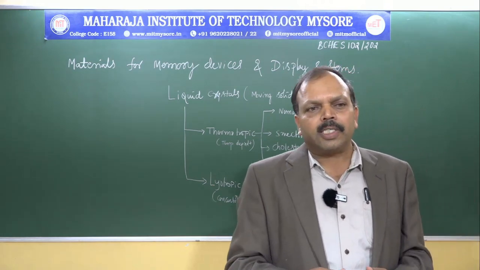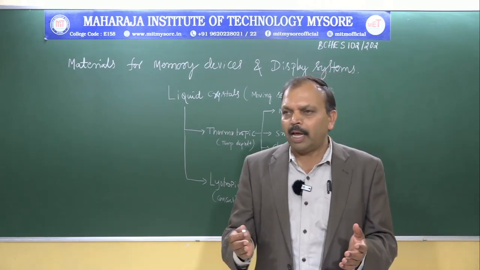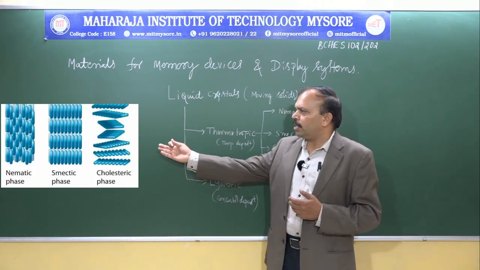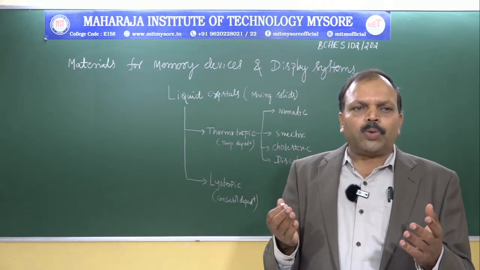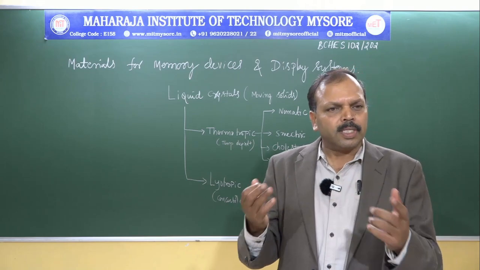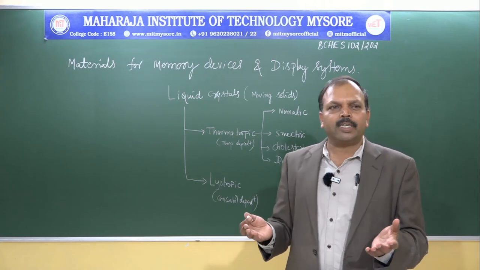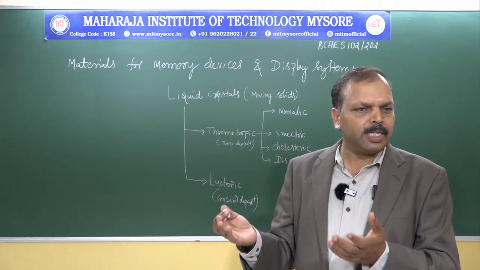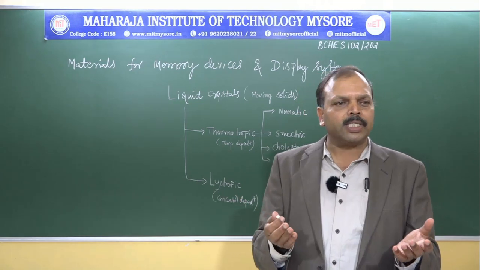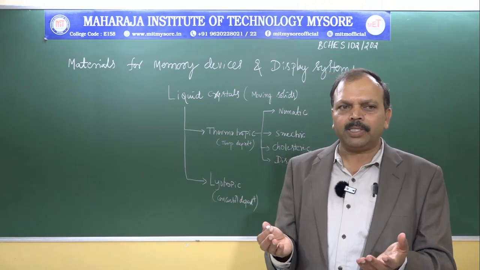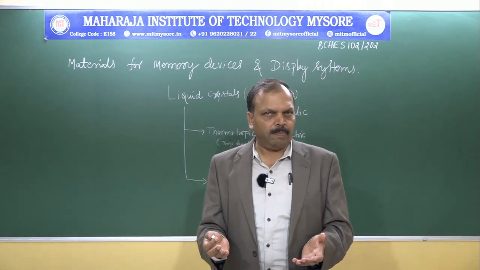In nematic liquid crystals, molecules are oriented along a common axis as we have shown in the diagram, but they are free to rotate around it. This results in a fluid-like appearance, and they are commonly used in LCDs, liquid crystal displays. Nematic liquid crystals can be classified into uniaxial or biaxial nematic based on their orientation under an external field.